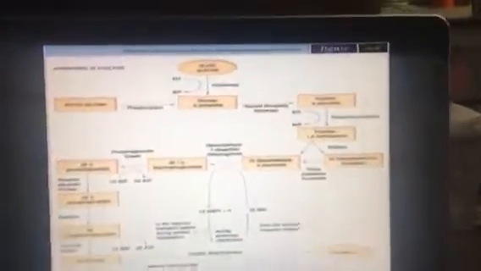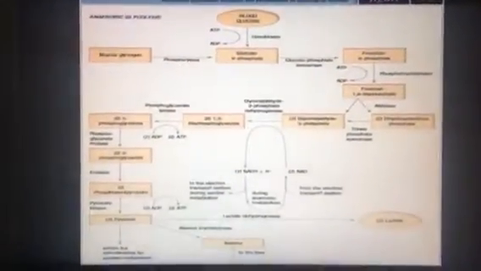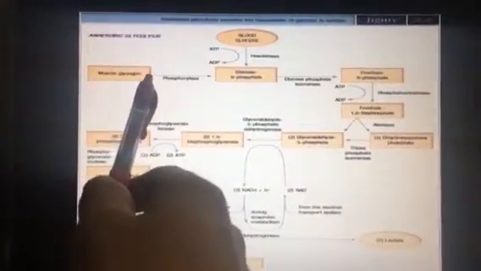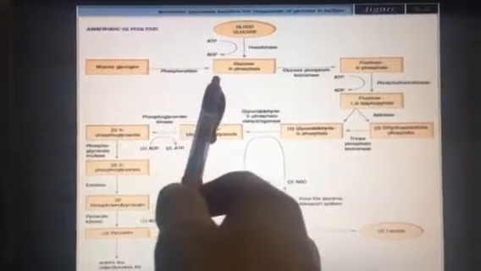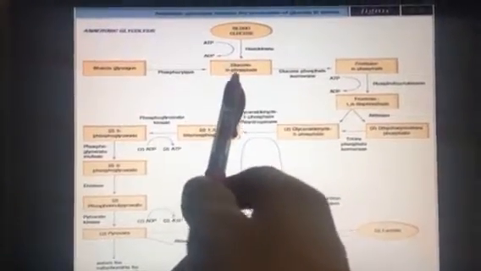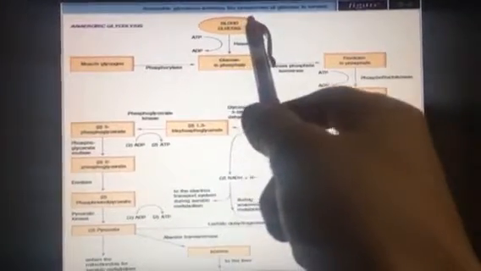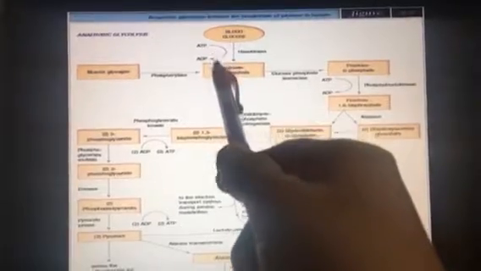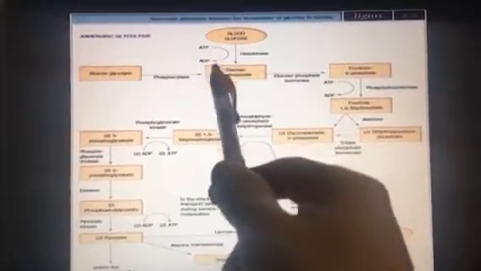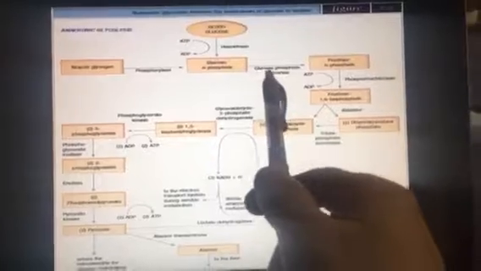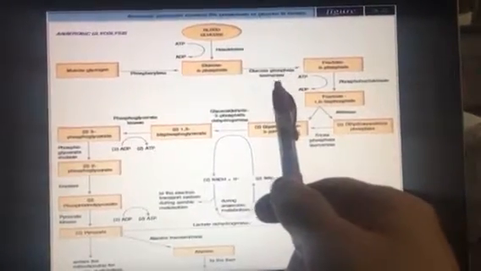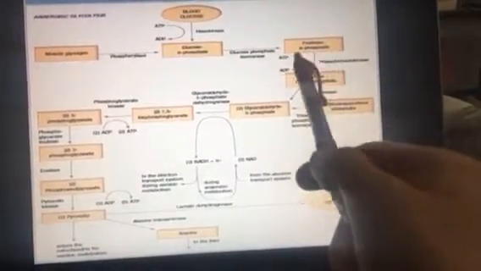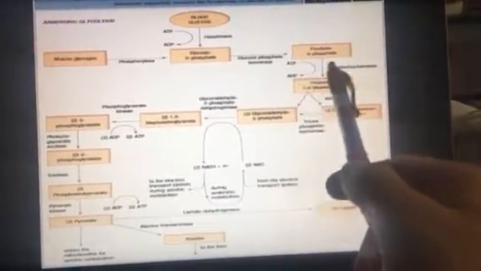This here is what the cycle of anaerobic glycolysis looks like. You have muscle glycogen here, then it is catalyzed by phosphorylase into glucose 6-phosphate, which also comes from blood glucose, which has been catalyzed by hexokinase. As you can see here, ATP and ADP are produced. Then another enzyme, glucose phosphate isomerase, converts it into fructose 6-phosphate, while producing another ATP and ADP.